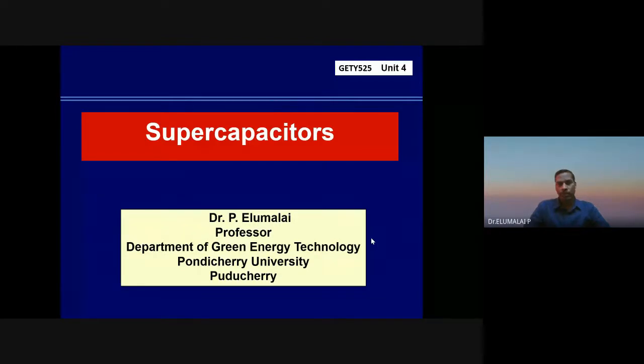So I skipped Unit 3. We'll deal with the secondary batteries after the fifth unit. So we will move to the fourth unit. As you see, it is on supercapacitors.